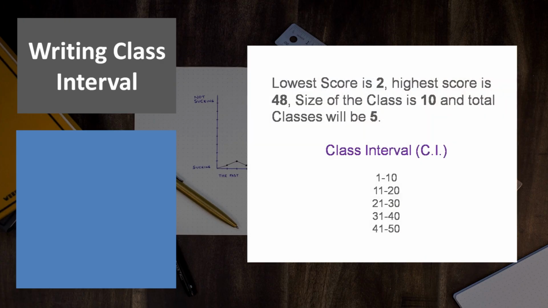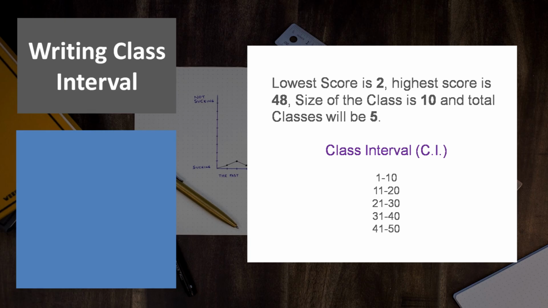So here you see the lowest score is 2 and the highest score is 48. Size of the class is 10. We have already decided, and total classes will be 5 because we have already found 46 is the range, and divided by size of the class 10, 46 by 10 is 4.6, and rounded off that is 5.